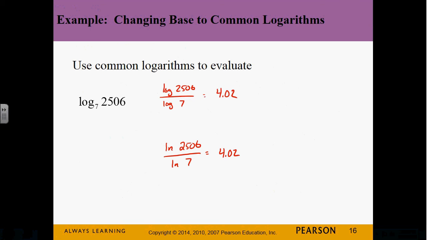Oh, you're doing it wrong. Which kind of calculator do you have? Okay, so you're going to have to do log 2506. Close your parentheses. Right. And then divided by log 7. Close your parentheses. Equal. Yeah, a lot of times it's a parentheses issue.